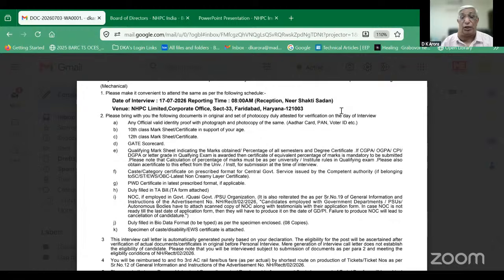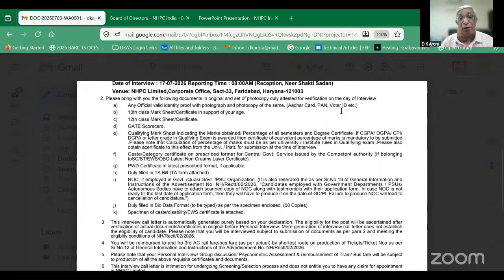NOC in case you are working in a government organization. It is very clearly written that candidates employed with central government departments, PSUs, autonomous bodies have to attach a scanned copy of NOC with the testimonials with their application form. In case NOC is not ready till the last date of application, then they'll have to produce it on the date of the GDPI. तो ये mandatory है.